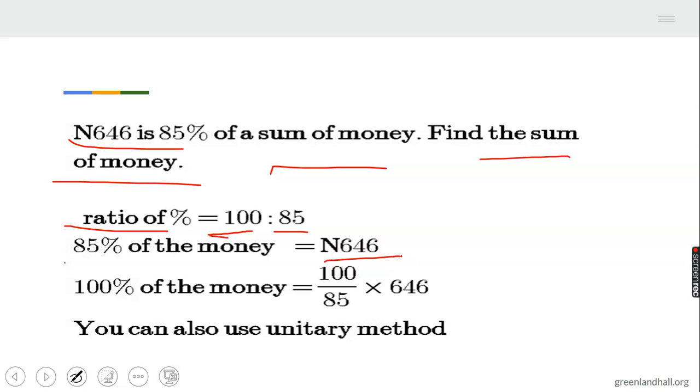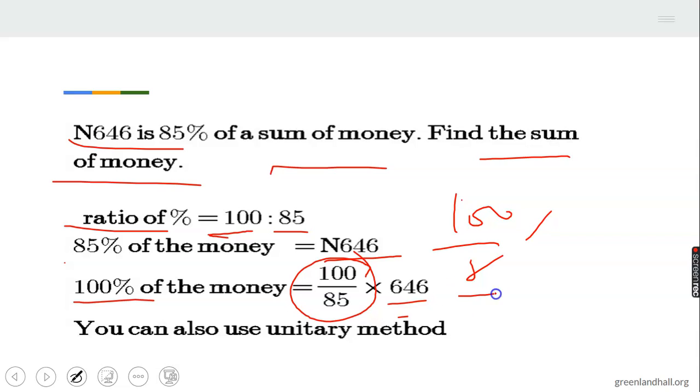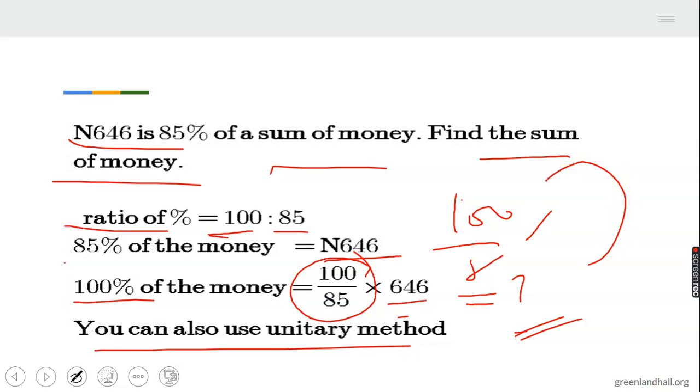Now this 85% of the sum of money is 646. We are looking for the 100%. We are dealing with a direct proportion here, which is an improper fraction. We have 100 all over 85 times 646 equals that is your answer. You can calculate it yourself and put the answer there. You can also use the unitary method for this same purpose.